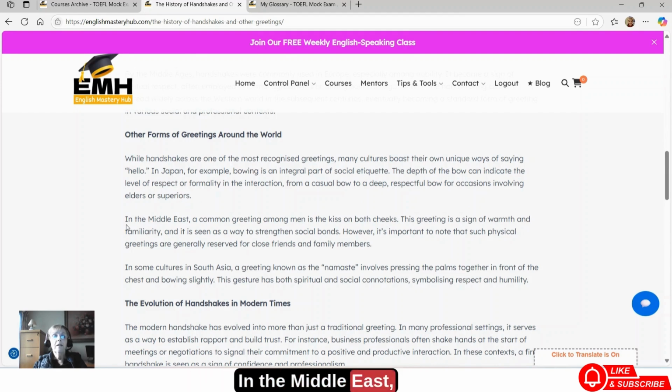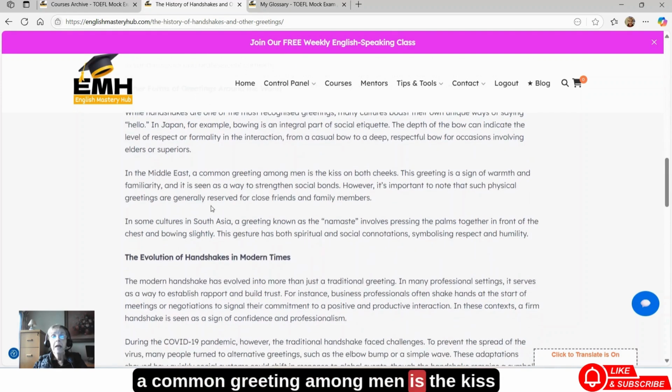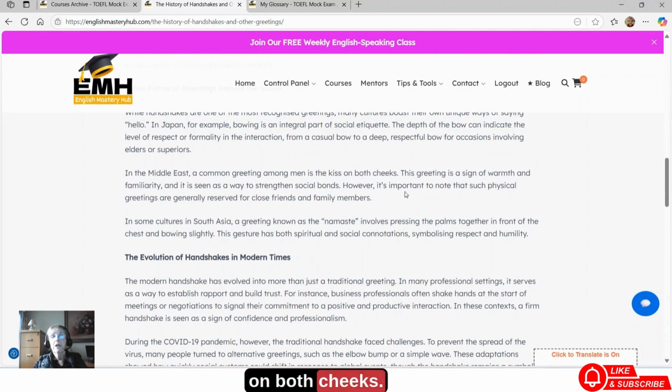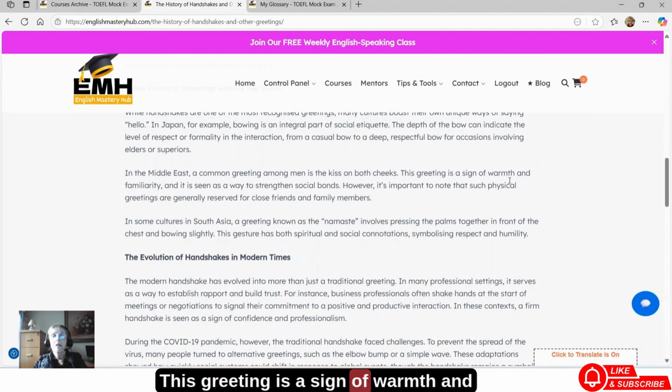In the Middle East, a common greeting among men is the kiss on both cheeks. This greeting is a sign of warmth and familiarity and is seen as a way to strengthen social bonds. However, it is important to note that such physical greetings are generally reserved for close friends and family members.